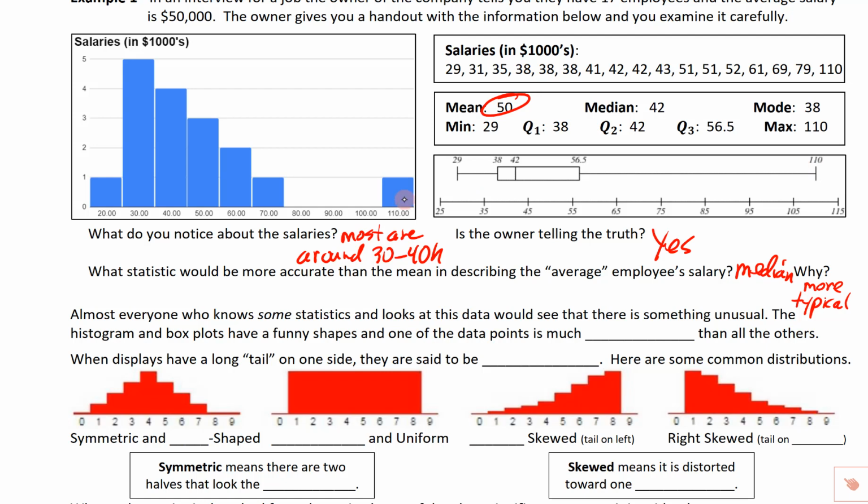This 110, it's much, much bigger. Okay, so we'll write bigger right there. Now, when displays have a long tail on one side, they are said to be skewed. So we'll write the word skewed right here. Okay, S-K-E-W-E-D. So here's some common distributions.